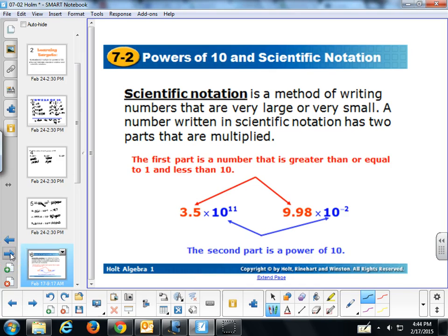Now, we're going to use that information about tens and talk about writing in scientific notation. Scientific notation is a method of writing numbers that are very large or very small. A number that's written in scientific notation has two parts that are multiplied. First of all, it's a number in between 1 and 10. That means there has to be one digit in front of the decimal. And then the second part is the power of 10. That shows us where the decimal goes to get it into standard notation.